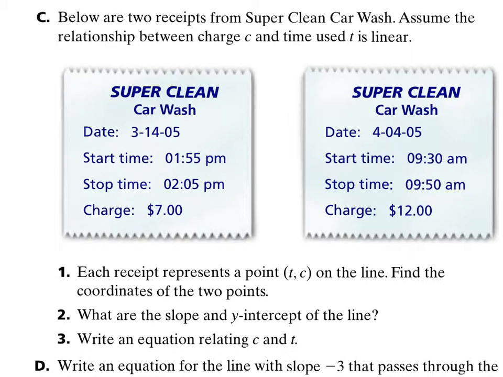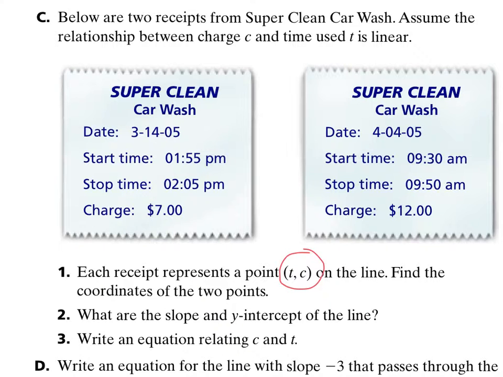Part C of our problem brings a new car wash called Super Clean Car Wash, and in this situation we have 2 receipts from using the car wash. The question asks us to find XY coordinates based on the data, and they are in t, c, where t is the x and c is the y, as we've been discussing. So I need to find time and cost from each receipt.